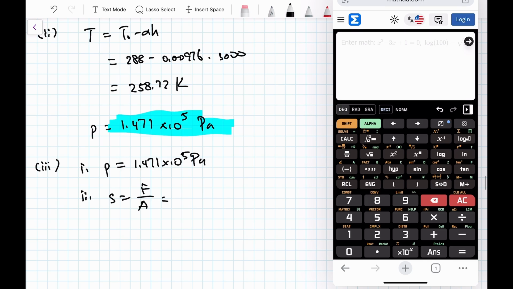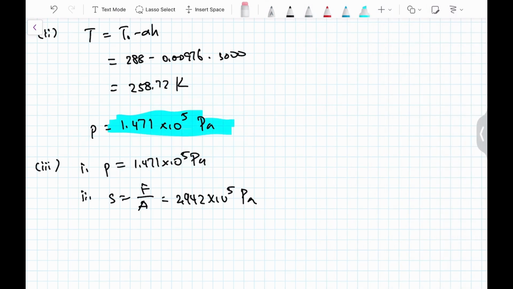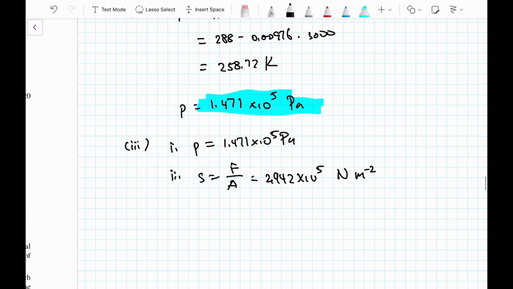Yeah, okay, so then the stress of the balloon should be 2 times the pressure. So then that should be 1.471 times 2, which is 2.942 times 10 to the 5 pascals. No, technically not pascals, but in terms of units, it is. I suppose it's more accurate if we say Newton per square meter.